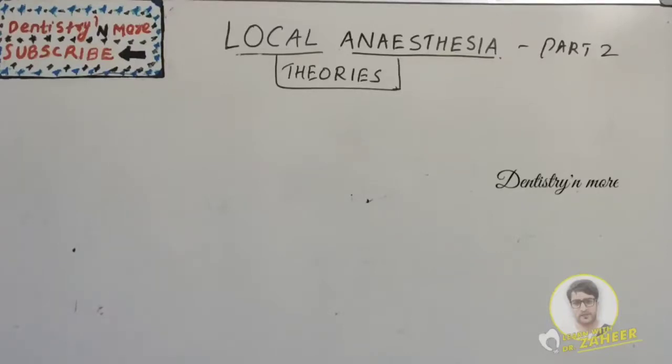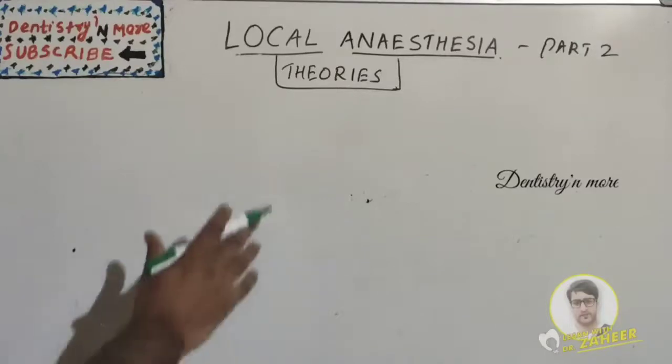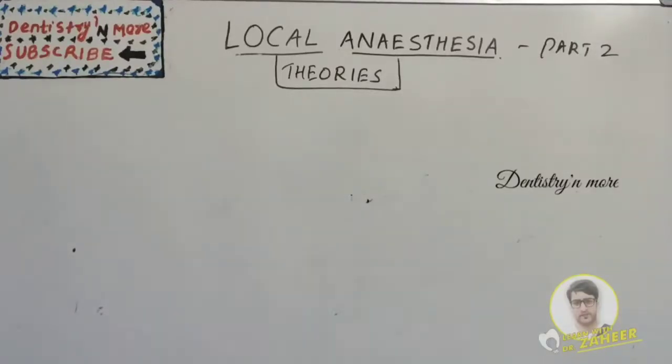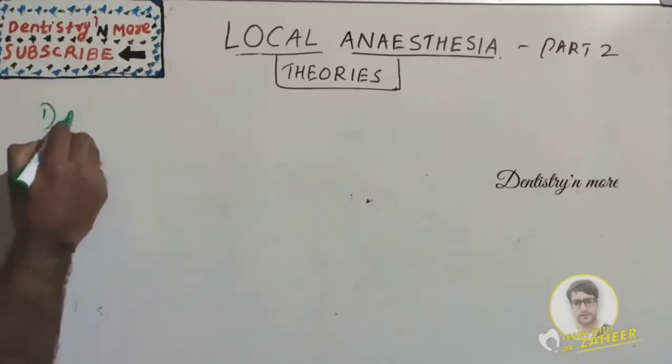So this session is about theories of mechanism of action of local anesthetics. There are various theories which have been put forward over the years to explain the mechanism of action of local anesthetics. The first one was the acetylcholine theory.